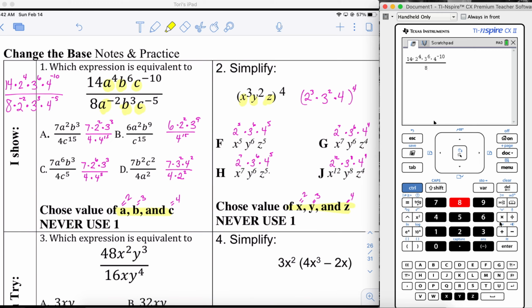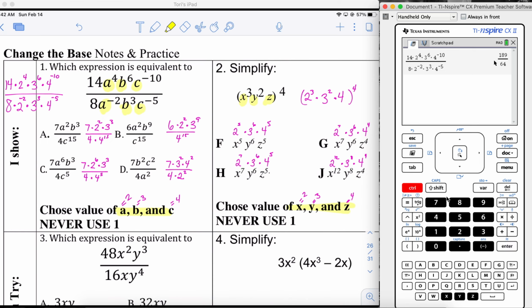We're going 8 multiplied by 2 raised to the negative 2, arrow over, multiplied by 3 raised to the 3, arrow over, multiply by 4 raised to the negative 5. The arrow over is to just get out of the exponent world, okay? All right, I don't care what this answer is. All I care is that when I check my answer choices, whichever one gives me the same number, that's my final choice, okay? So let's check A.